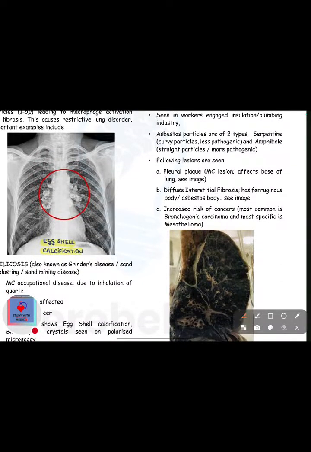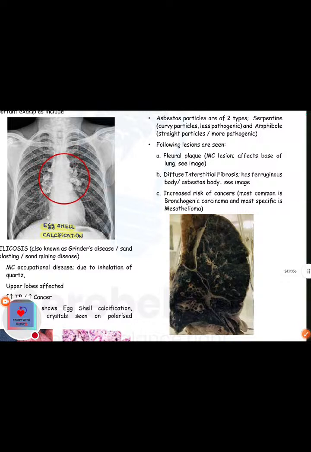The following lesions are seen. Pleural plaque can be seen. Plaques are the most common lesion and affect the base of the lungs, as seen in the image. Then there is diffuse interstitial fibrosis. This is eggshell calcification, seen in silicosis. In asbestosis, the most common lesion is pleural plaques, affecting the base of the lungs.